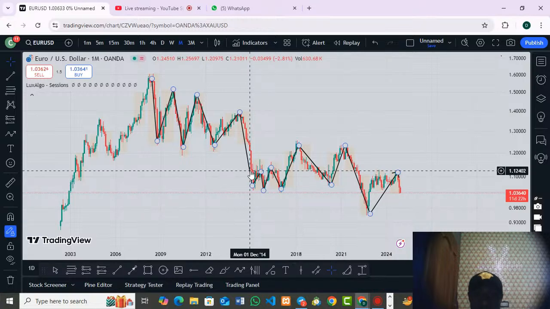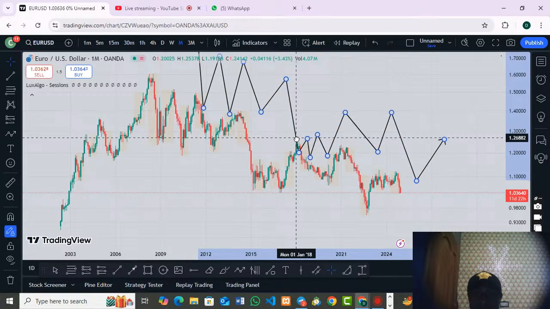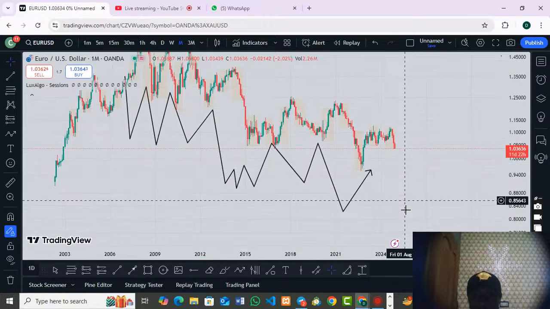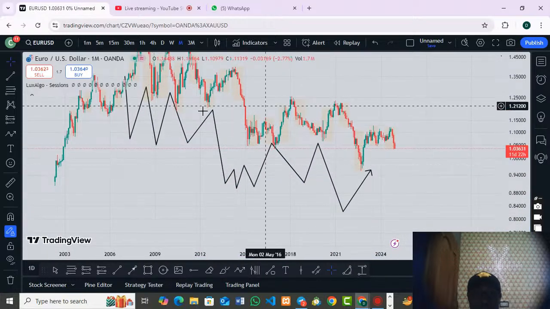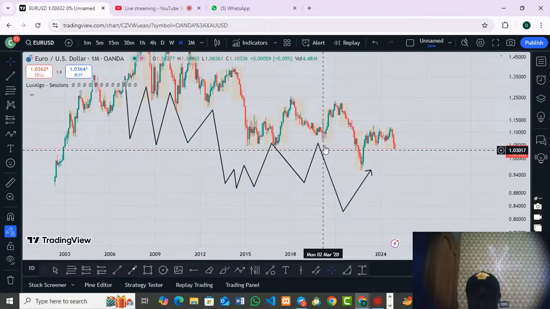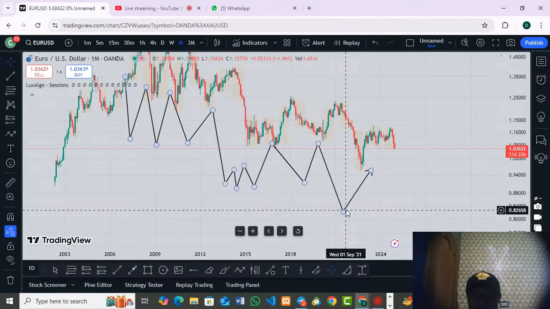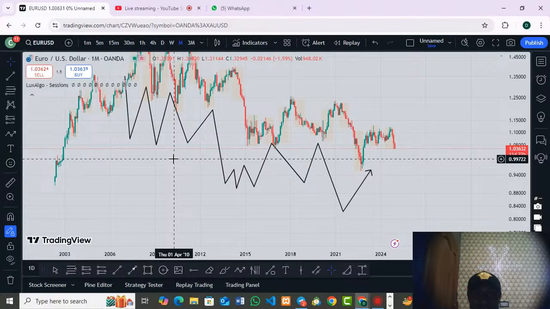Knowing this, I always tell you people to pull this tool out. When you pull it out this way, you can see the overall market structure. So this is the last lower high over here, and this is the last lower low. So price is in a downtrend.